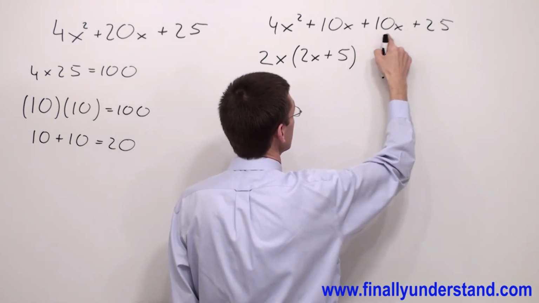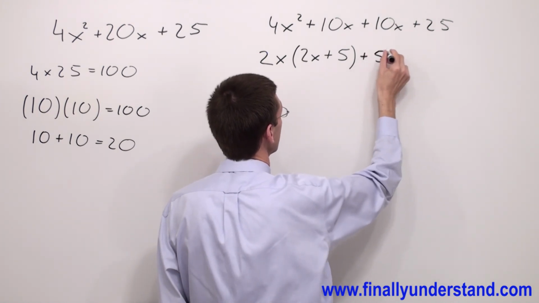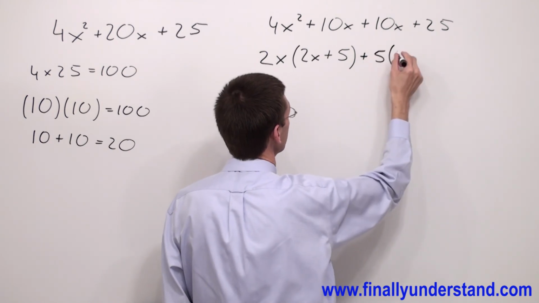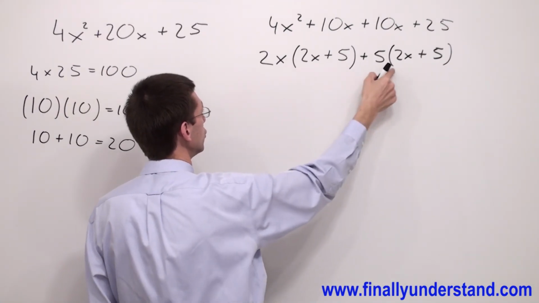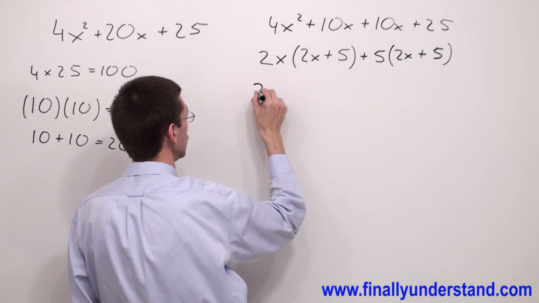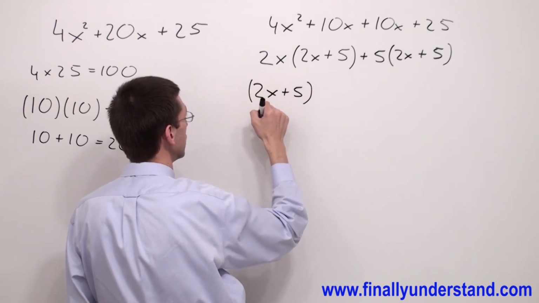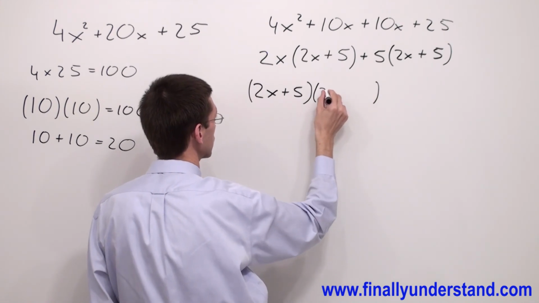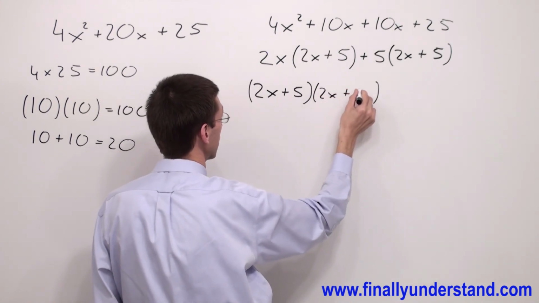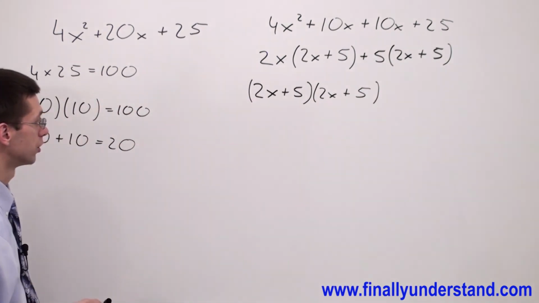From these two terms, I can factorize positive 5. Inside of the parentheses, I'm going to have 2x plus 5. The common factor for these two terms is 2x plus 5. That's how I'm going to factorize it. And whatever is left, I'm going to write in the second pair of brackets, so I'm going to have 2x plus 5. This is my solution. Let's check if this is the right answer.